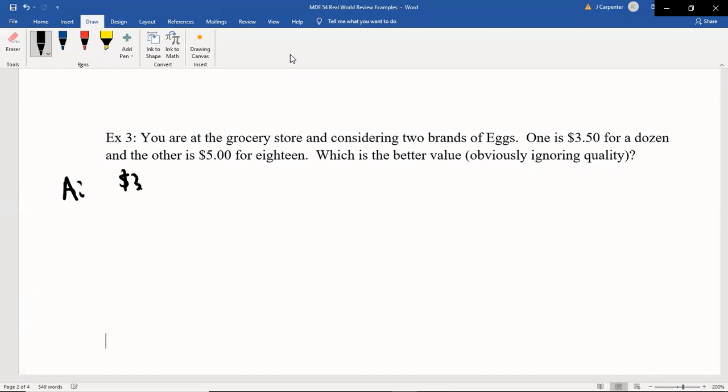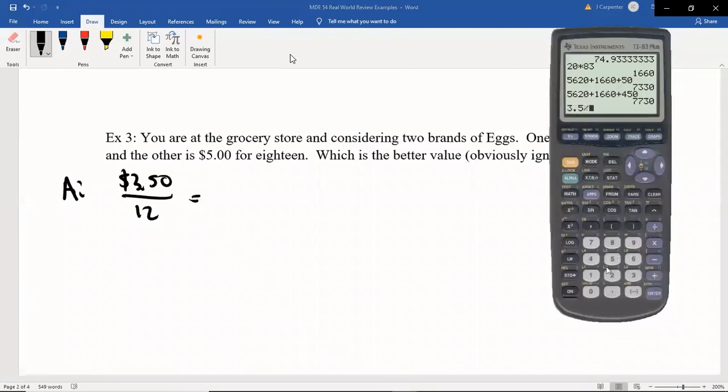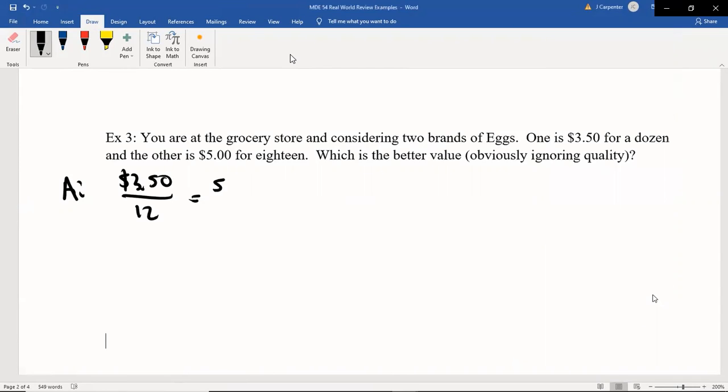So it's $3.50 divided by 12. And we get 0.291666666. So let's just round to 3 decimal places, so 0.292. Now you might say, well, why not round to 2? Because we're talking money. It might be good enough, it might not. Sometimes when you go to this cost per analysis, you need a couple decimal points. So let's go 0.292 per egg, because that was 12 eggs.